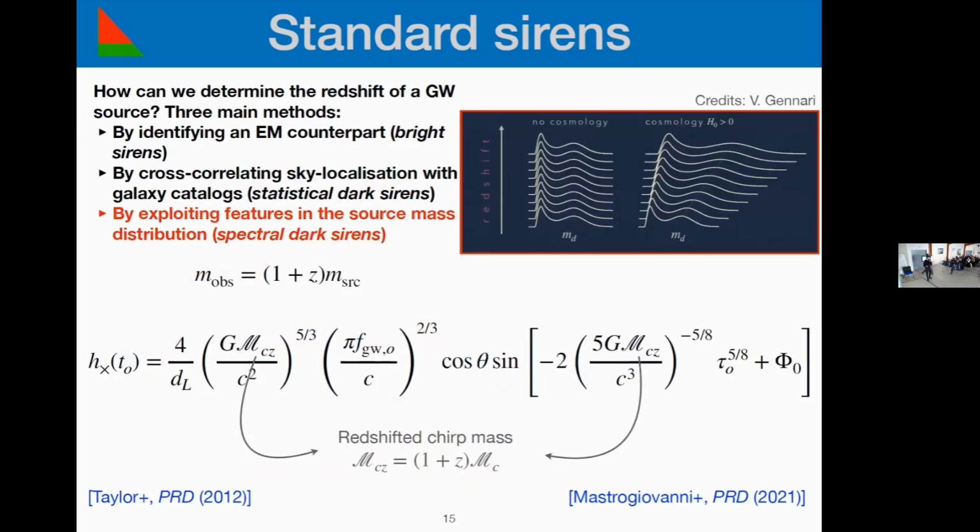So this is the third method. Still look at the little symbol on the top. This doesn't require any electromagnetic information. And the idea is the following one. This nice picture was created by Vasco, who will speak just after me. If you have a mass distribution of your gravitational-wave population, let's say binary black holes, but this works for any population, at the source frame, so with no cosmology, it looks like this. In the detector frame it will be modified by the fact that all masses are shifted. So everything gets shifted this way.